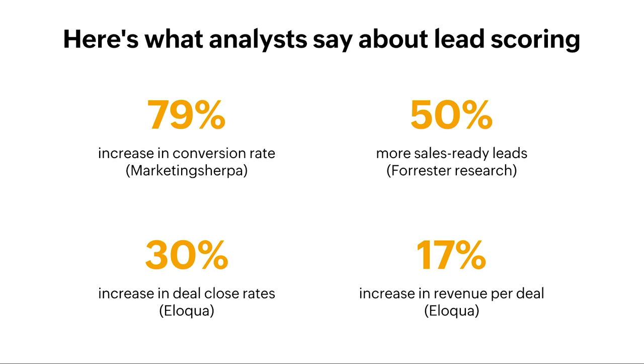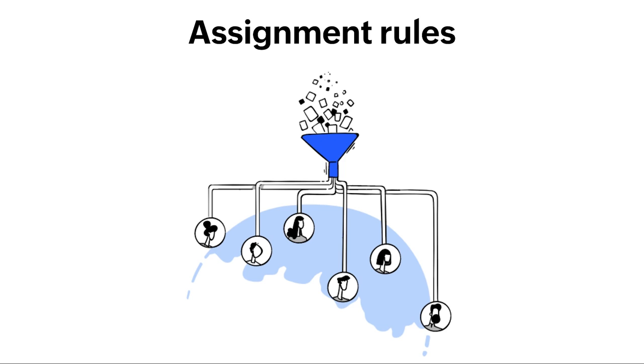Some analysts have even said that lead scoring has increased conversion rates by almost 80% and has increased sales-ready leads by 50%, so that you can be sure when you hand a lead to sales, they make the most of their time because that lead is ready to convert. I also mentioned before about separating leads by location or size, and with a CRM, you can actually automate who gets certain leads with assignment rules, so that you can assign them to the right salesperson and you don't have leads falling through the cracks.